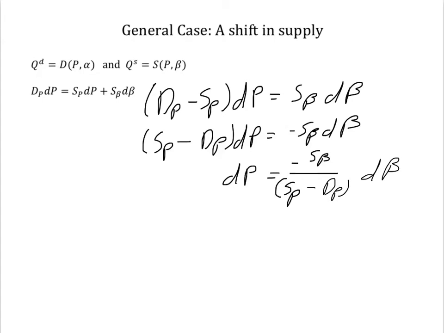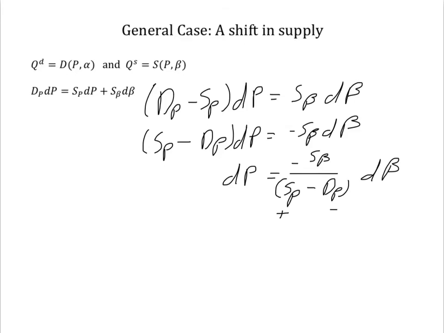So we know that S sub p is positive, and we know that the demand curve slopes down, so I have a negative times a negative added to a positive, which means that we always know that the denominator of this expression will be positive. The numerator will have a sign opposite to that of the supply shifter. So if beta shifts out supply, then the equilibrium price must fall.